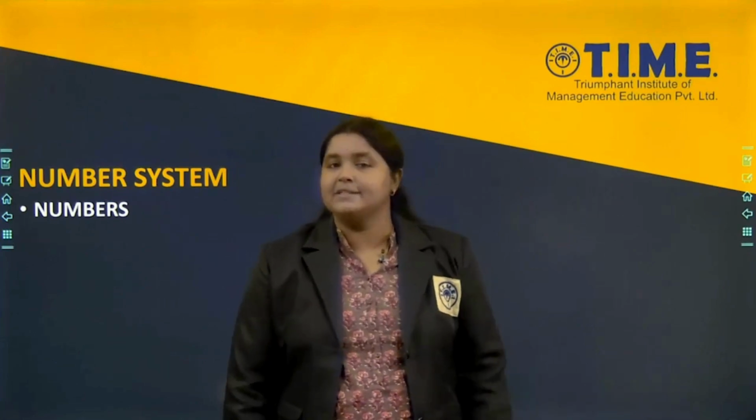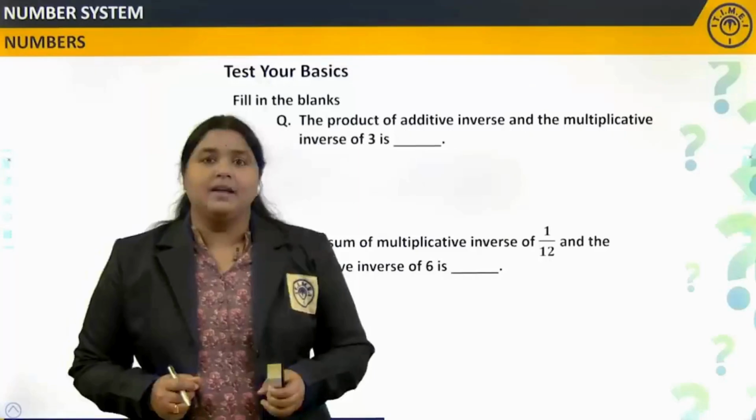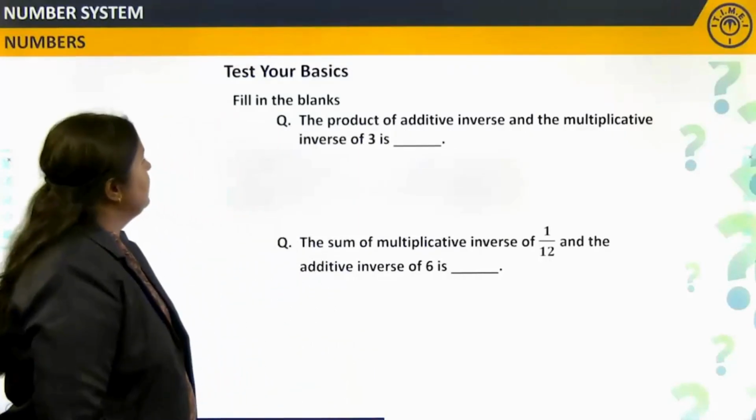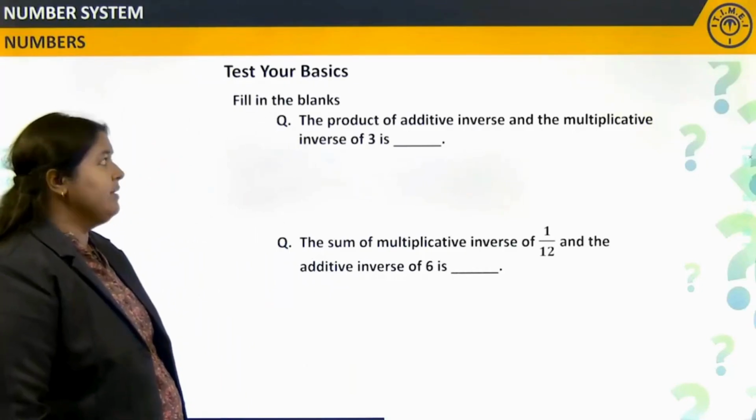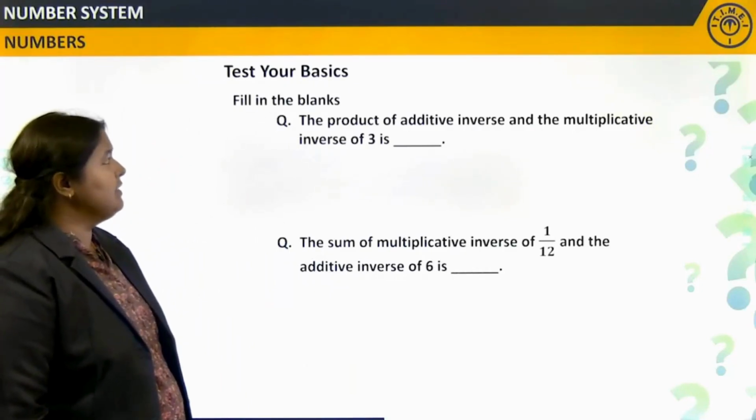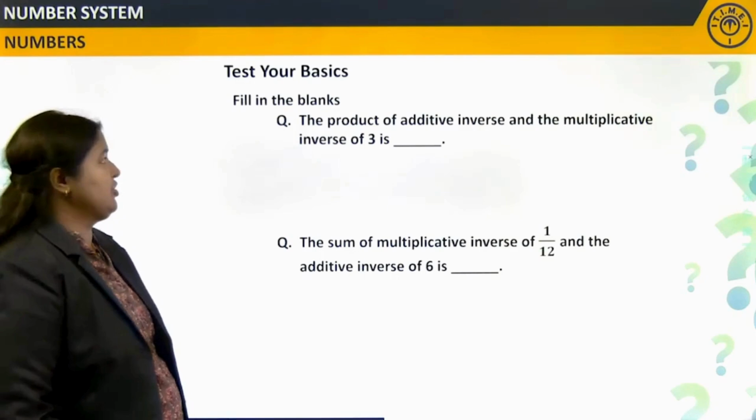I hope by now you are thorough with the basics. It's now time to begin the exercise. Let's begin with test your basics. Look at the first question. The product of additive inverse and the multiplicative inverse of 3 is dash.